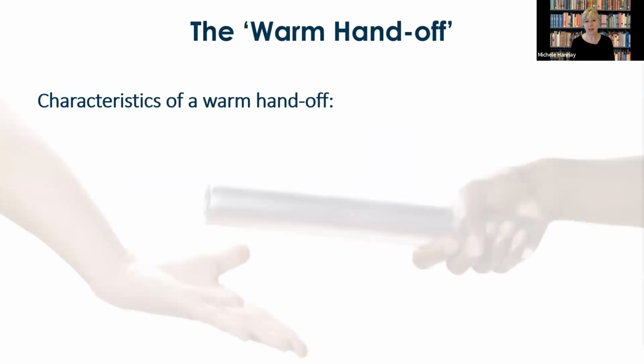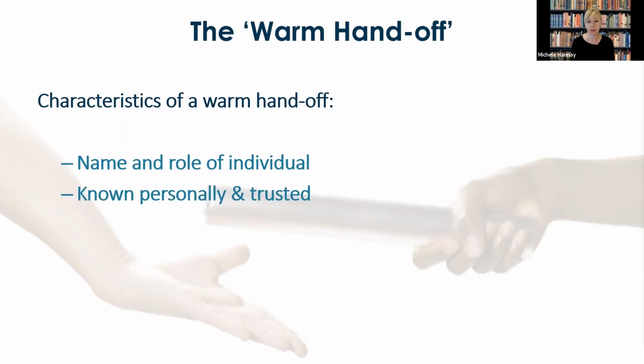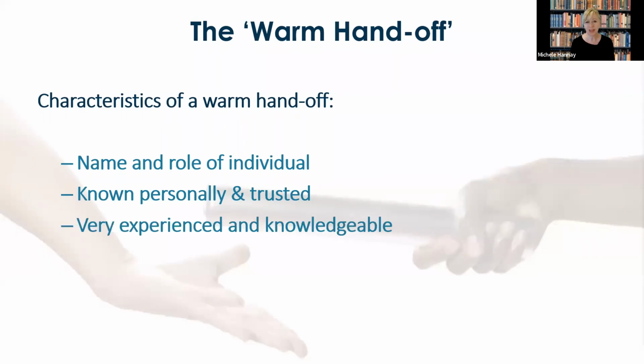So we like to call it the warm handoff, and there are a few characteristics of that. And the first is that when the clinician doing the handoff is talking to the patient, they tell them not just about the role of the person, but also the name of the other clinician. And they express that they personally know and trust that person, and that that person has experience and knowledge. And then finally, and especially in the case of a physician, they reassure the patient that they're still the primary care provider and that all information will flow back to them.